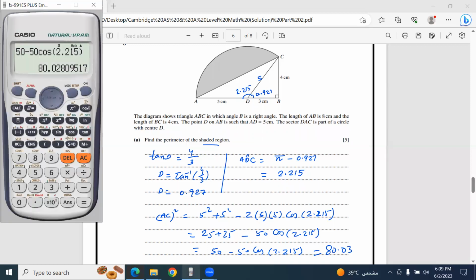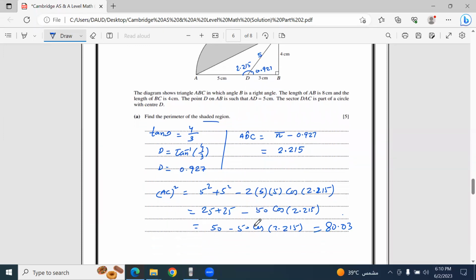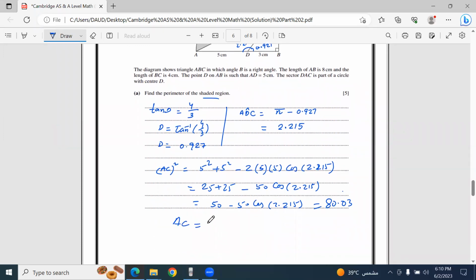And after this, we need the square root of this. The square root of the answer gives us 8.95. So the side AC is 8.95. This will help us to find the perimeter. But before moving on to the perimeter, we have to find the arc length. The arc length, if we check carefully, is the arc AC.